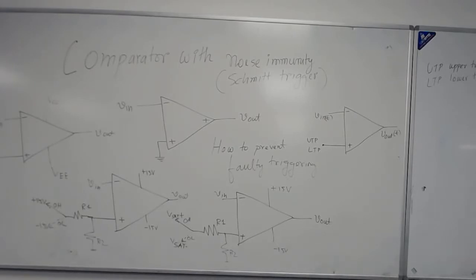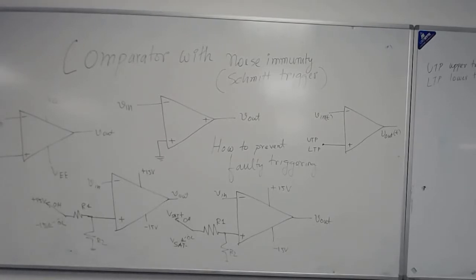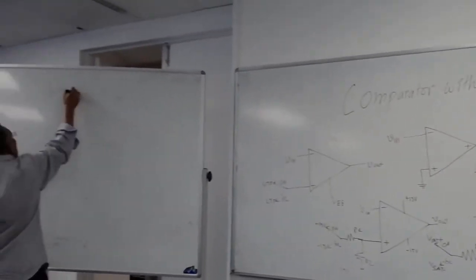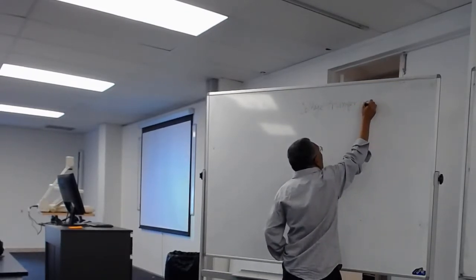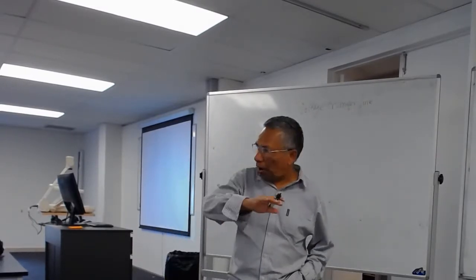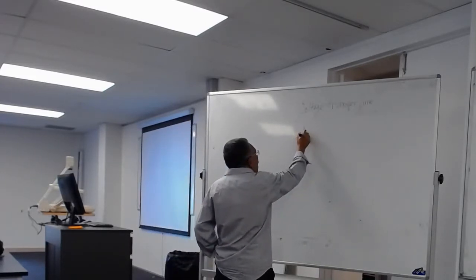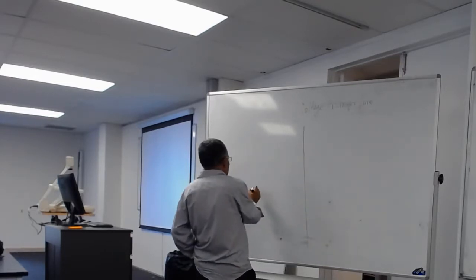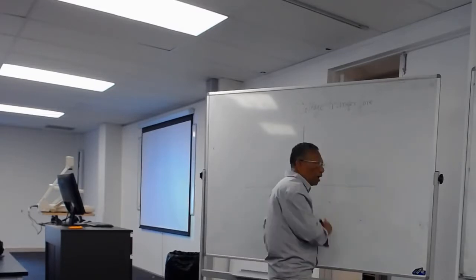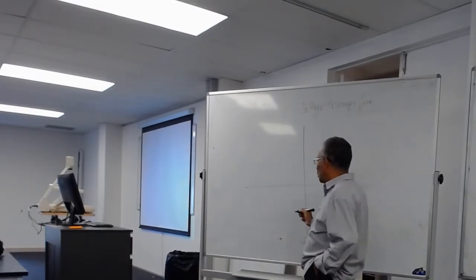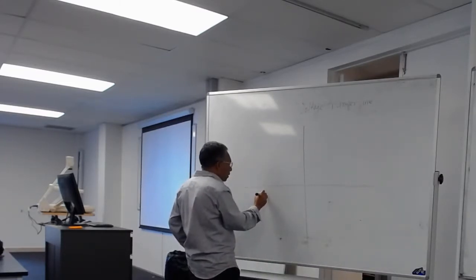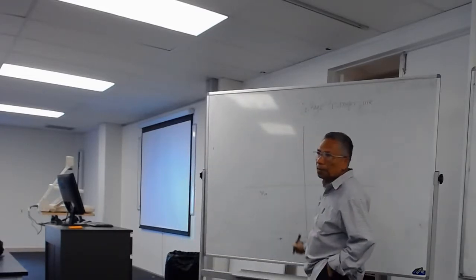So who can help us to draw the voltage transfer curve? You can draw it here. Voltage transfer curve is the transfer of voltage between the input and output. Okay, so I will draw the axes for you. Okay, I have drawn the two axes. Which one is input? This way? This way input? Yes. So this is your V in. And this way is what? V out.